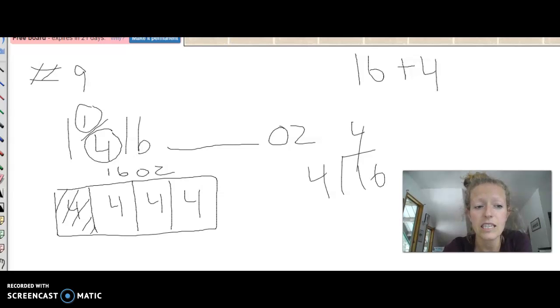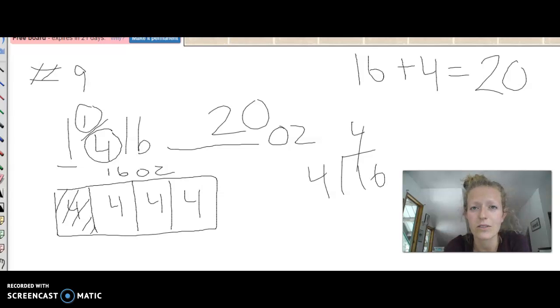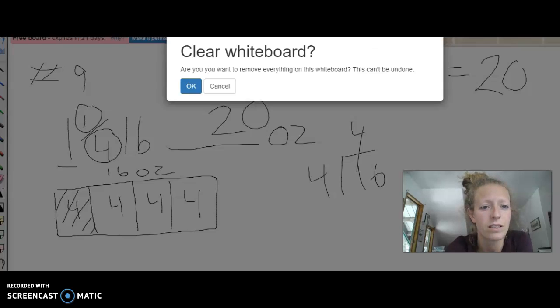So this 16 is my whole pound, and this 4 comes from the 1/4 pound, because I know from my drawing that 4 ounces is equal to 1/4 pound. Okay, so 16 plus 4 equals 20, and that's my answer. 1 1/4 pound equals 20 ounces. Good work. Next problem. Here we go, people.